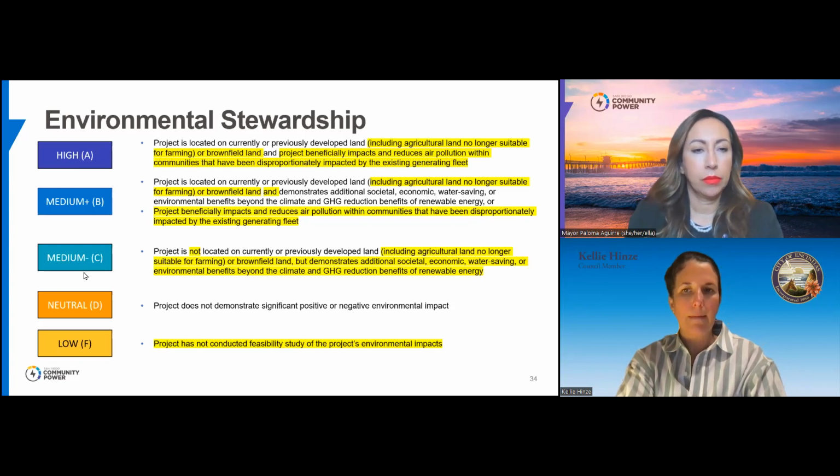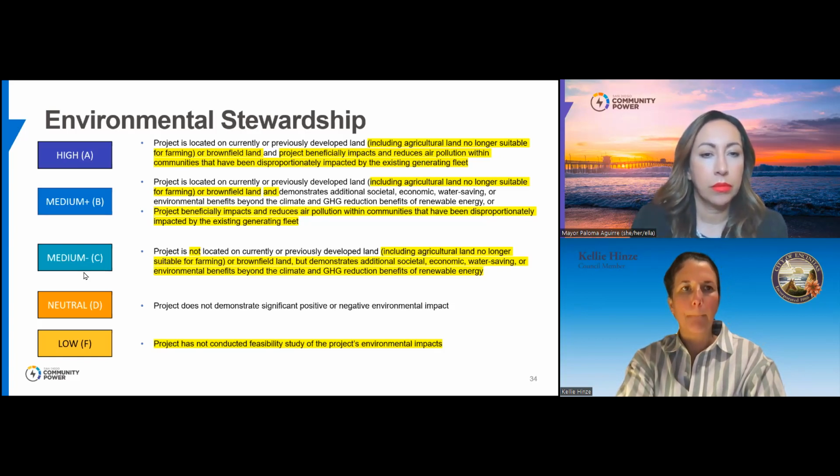And the medium plus, the B. The main change here between A and B is just where it could be located. So if it has all those beneficial impacts, but it's not located on this previously developed land, we still think that could elevate it to the plus or B scoring criteria.